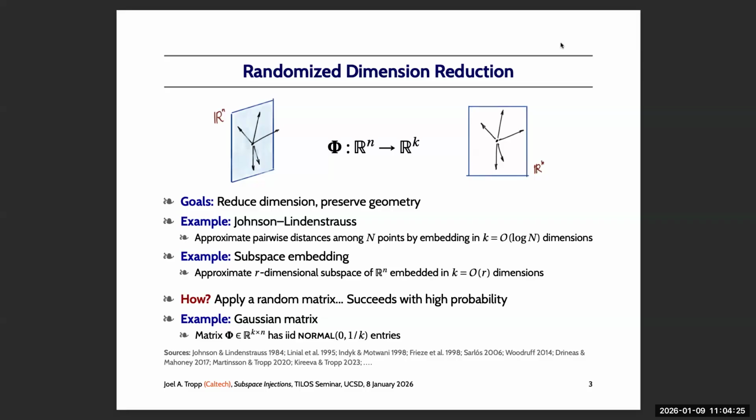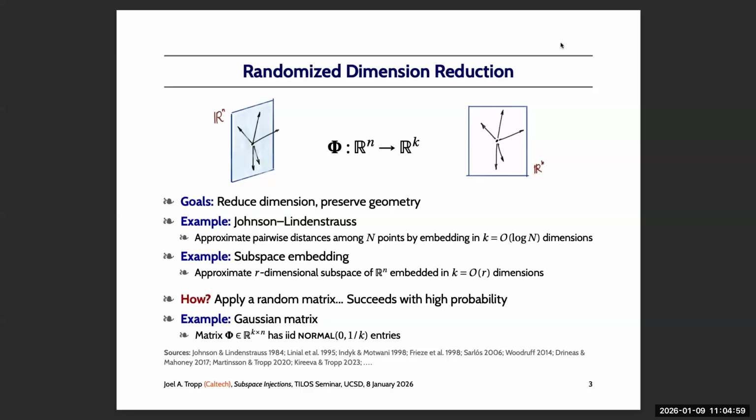So our goal is to reduce the dimension and preserve the geometry. The most famous example of this principle is the Johnson-Lindenstrauss theorem, which states that we can preserve all of the pairwise L2 distances among these vectors in this high-dimensional space after embedding it into about log N dimensions, where capital N is the number of vectors. It has nothing to do with the dimension. It's a beautiful fact, maybe not very useful, but it motivated a lot of the subsequent work on dimension reduction.